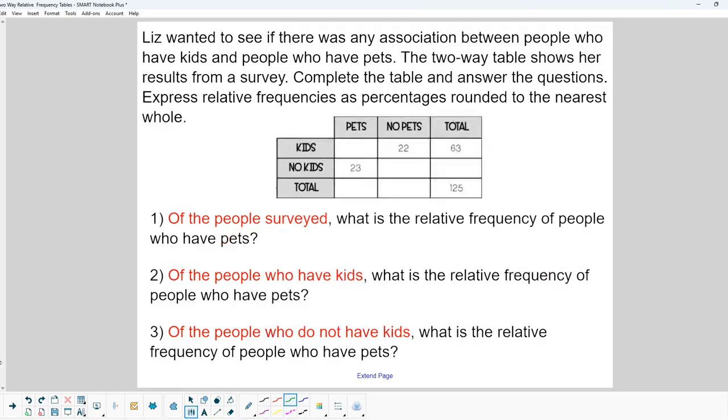Okay, for our next table, Liz wanted to see if there was any association between people who have kids and people who have pets. The two-way table shows her results from the survey. Now, first of all, we're going to complete the table and answer the questions and then express the relative frequencies as percentages rounded to the nearest whole percent. So when we fill in the table, these are the numbers that we get.